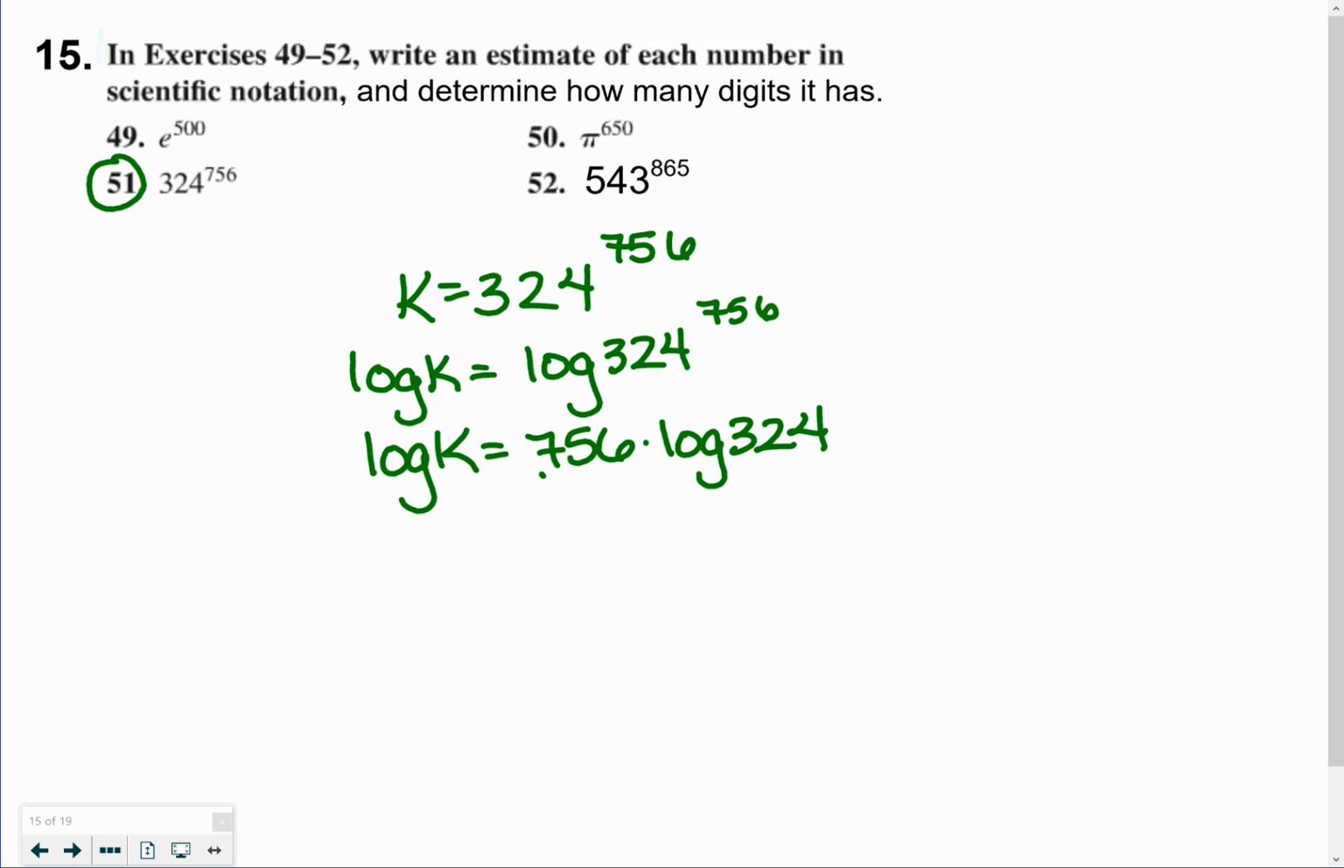Now you can use your calculator. And again, you'll have the graphing calculator. All right, so type it in, 756 log 324, and every digit is important here. So every number you see in the calculator, write it down.